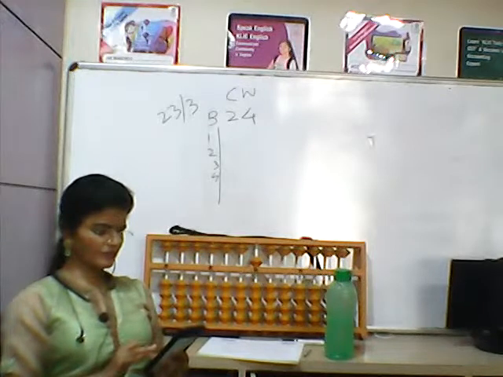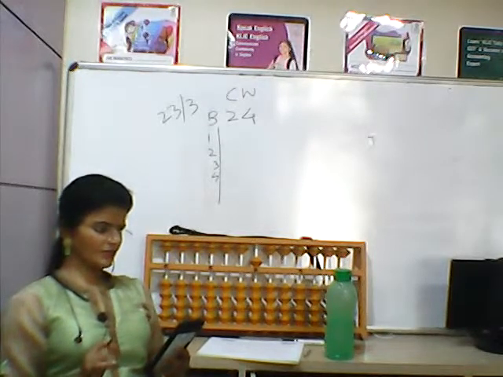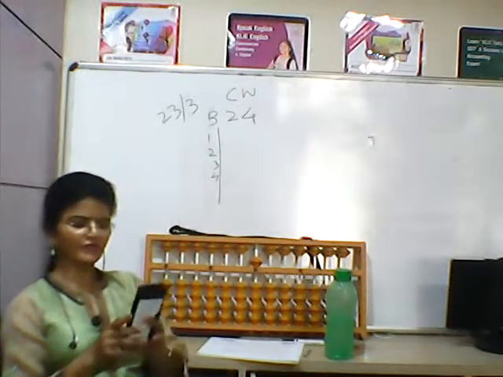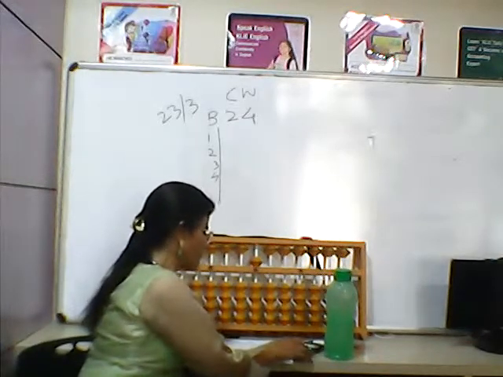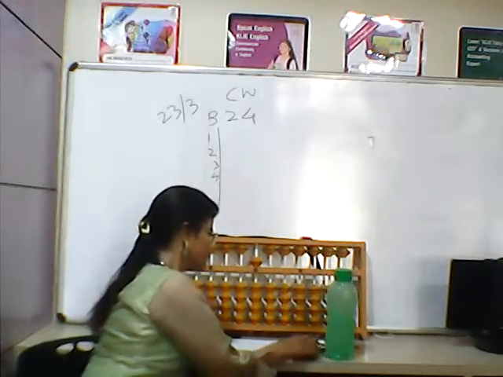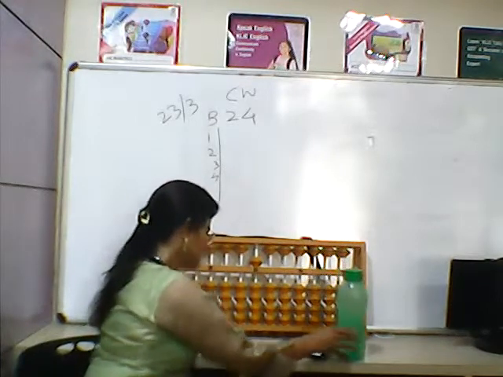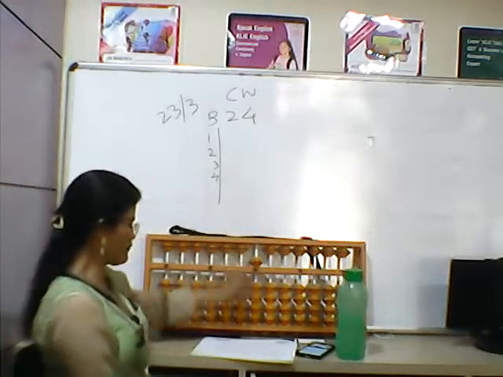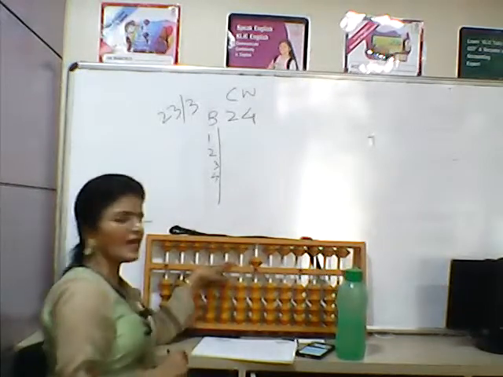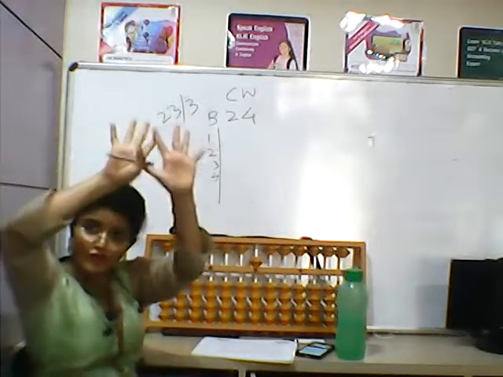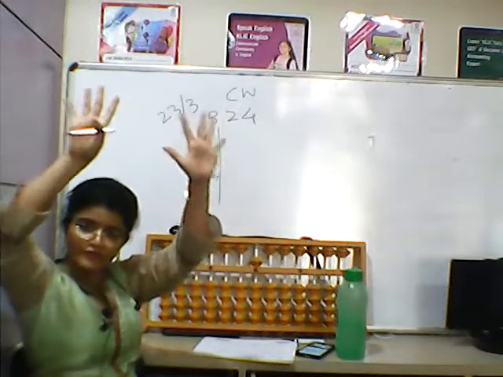So any doubt? Yes. Sum number 14 and 15. Okay, chalo. So let's do sum number 14 and 15. Sum number 14. 5. Upper the down. 9. 5 and 4. Close action.